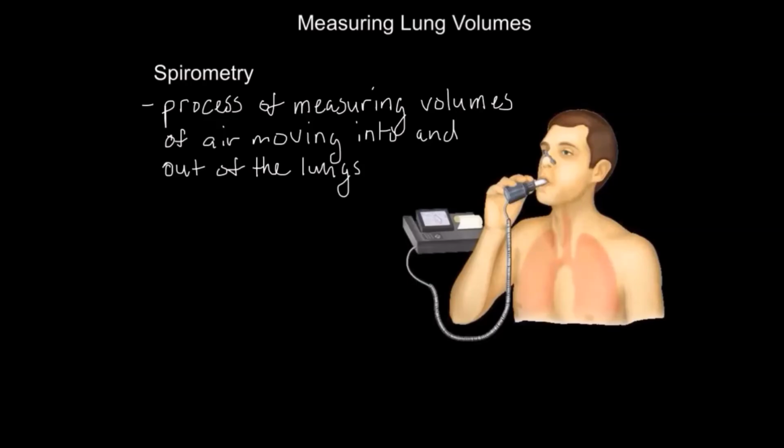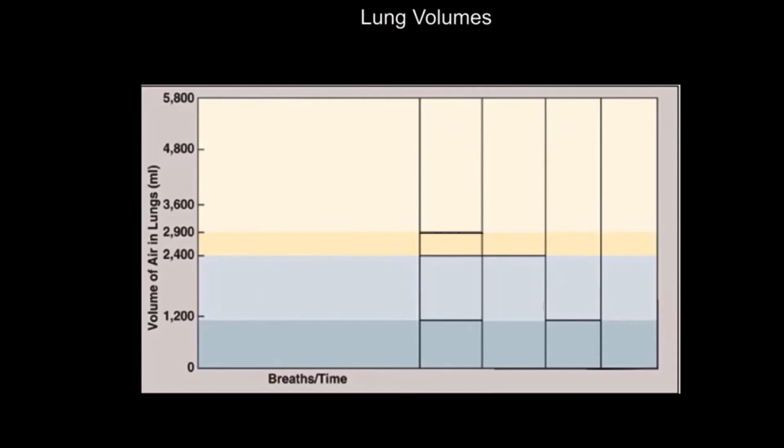Spirometry is the process of measuring volumes of air moving into and out of the lungs. The machine used to measure lung volumes is called a spirometer, and the graph of lung volumes created by a spirometer is called a spirogram. The volume of air during normal quiet breathing is called tidal volume.